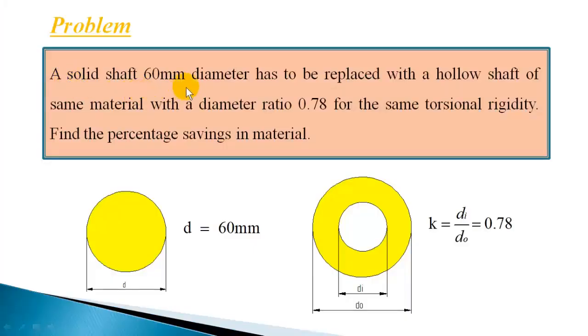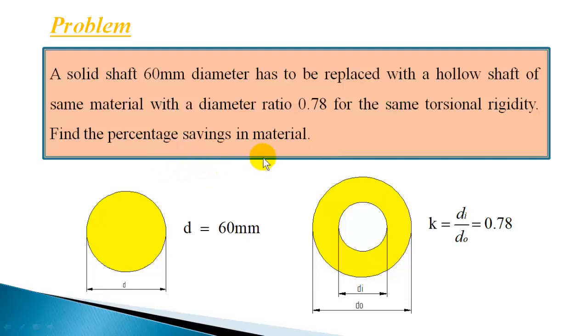A solid shaft 60 mm diameter has to be replaced with a hollow shaft of the same material with a diameter ratio 0.78 for the same torsional rigidity. Find the percentage saving in material.